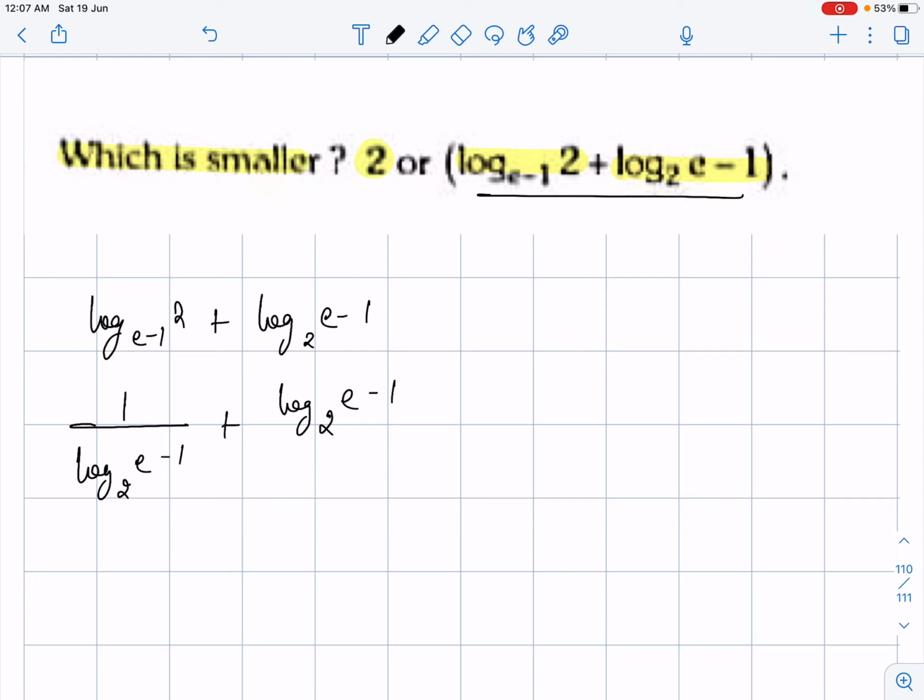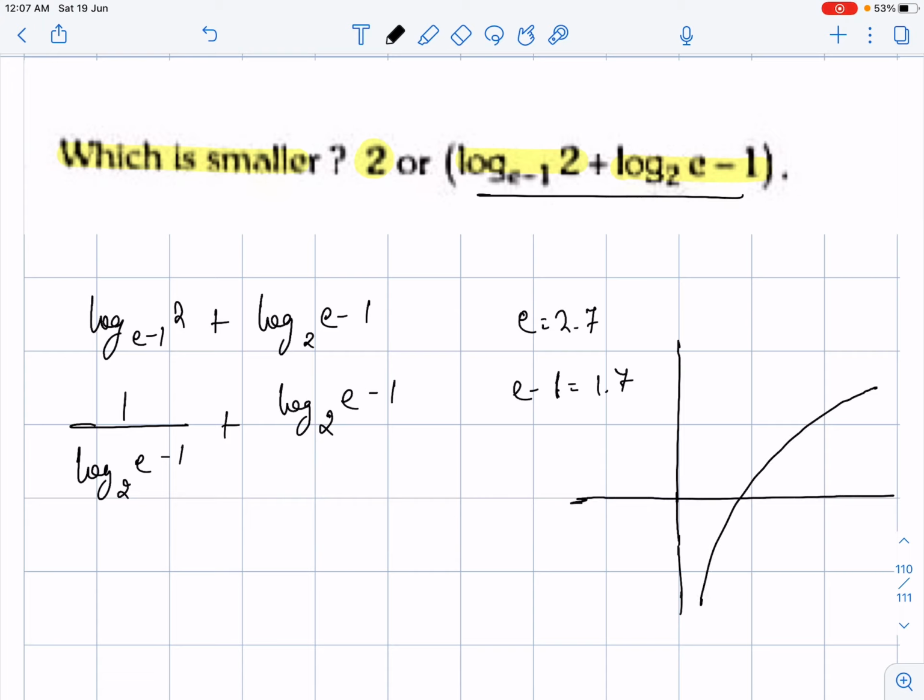Now guys, you might be wondering what is the value of e minus 1. e is approximately 2.7, so e minus 1 will be approximately 1.7. Now let's come to the graph of this log. Because the base is 2, which is greater than 1, it will definitely be an increasing function, and it would be drawn like this. So this is 1, 0, log of 1 is equal to 0. What do we have in the argument of log? We have 1.7 over here. So the approximate value of log of 1.7 will be a positive quantity.